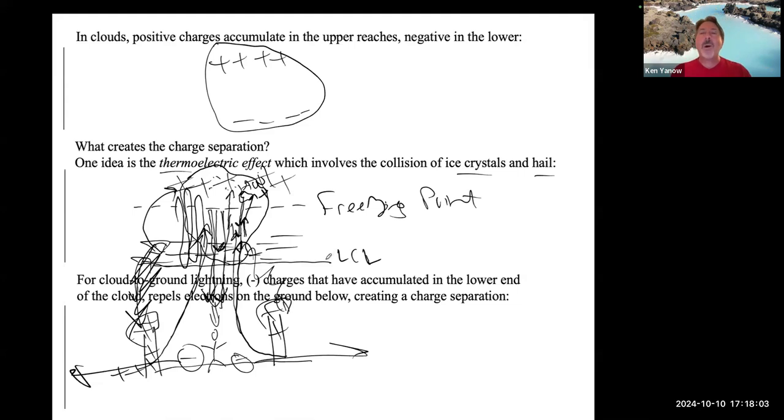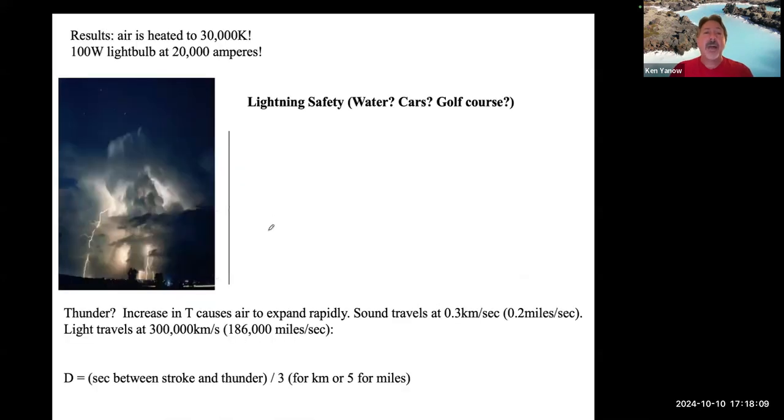And you might say, well, okay, well, lightning. And you might say, well, what's thunder? Well, this air is superheated. Like, it's superheated. The air is heated to about 30,000 Kelvin, which is over 30,000 degrees centigrade. That's tantamount to a 100-watt light bulb at 20,000 amps, which is crazy amazing.